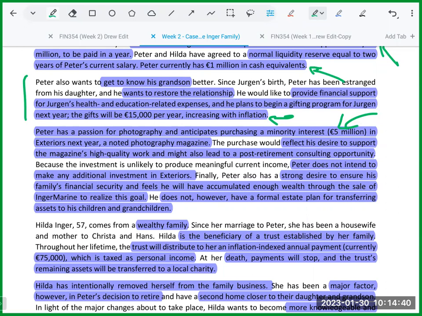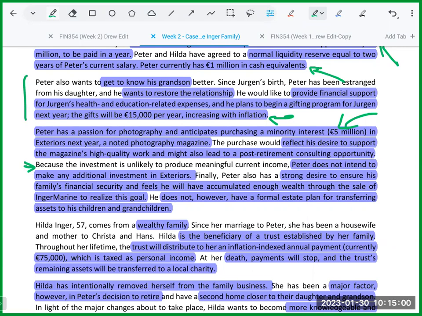And the purchase will reflect his desire to support the magazine's high quality. Okay, fine. This investment is likely to produce meaningful current return. Okay, so this investment will not grow in the future. This is important to take note. The investment will not grow in the future. He does not intend to make any further investment into this company other than the 5 million that he's planning to make. All right.